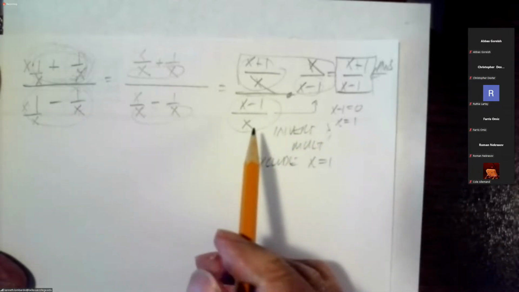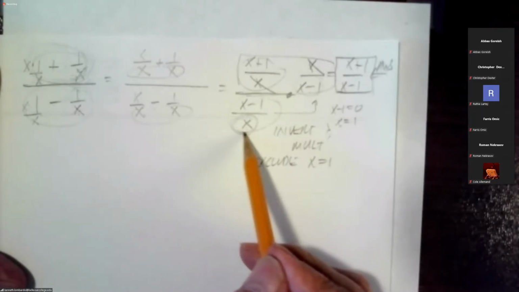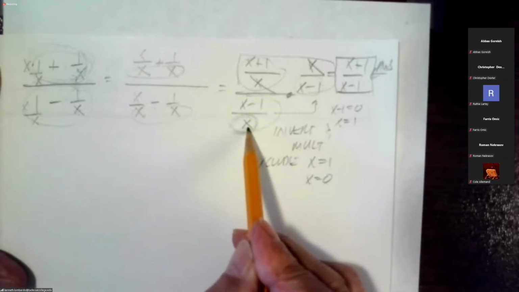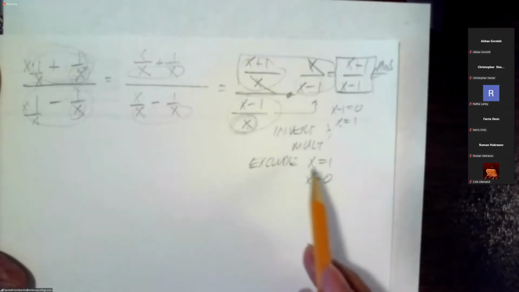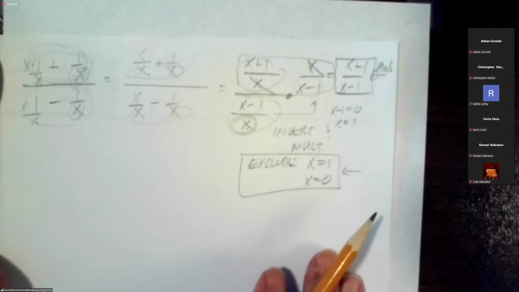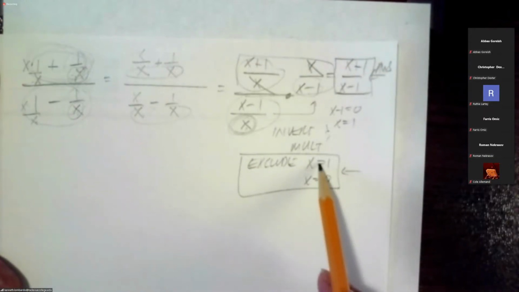And is there any other value that we need to exclude? And we can say, well, we're dividing by x here. So we have to exclude x equals 0 here as well, don't we? Because we're dividing all these places. We're dividing by x. So we have to exclude x equals 0 as well. So we can say our solution becomes x plus 1 over x minus 1, excluding x equals 0 and x equals 1.